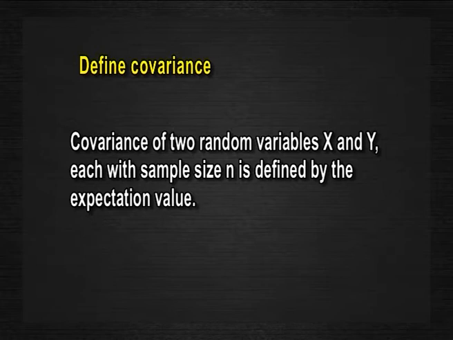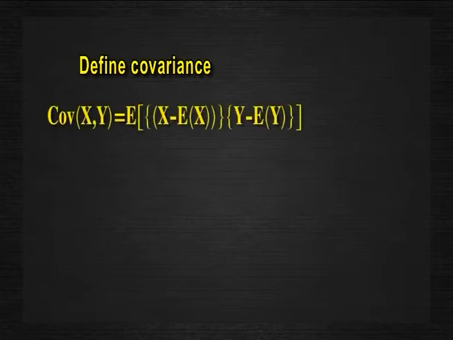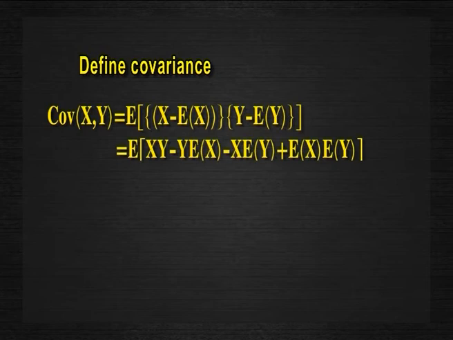Covariance of two random variables x and y, each with sample size n, is defined by the expectation value. That is, if x and y are two random variables, then covariance between them is defined as covariance of x, y is equal to expectation of (x minus E of x) into (y minus E of y). On multiplying the terms inside the brackets, we get expectation of x into y minus y into E of x minus x into E of y plus E of x into E of y.